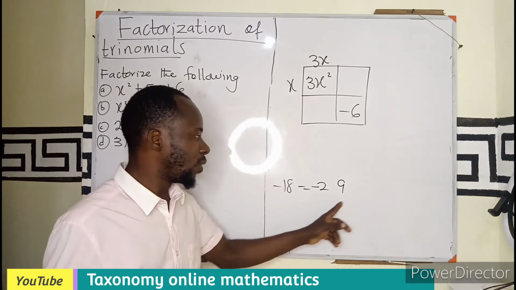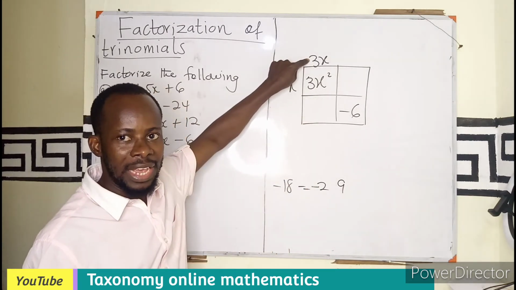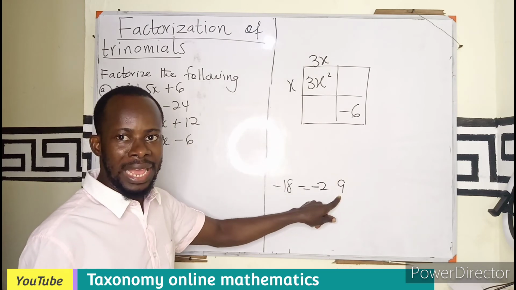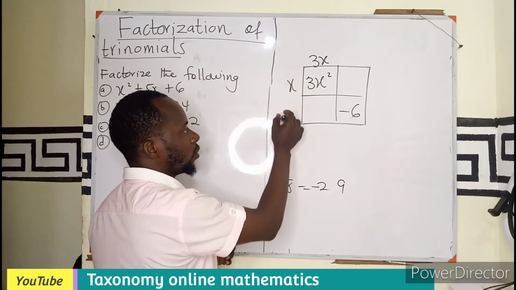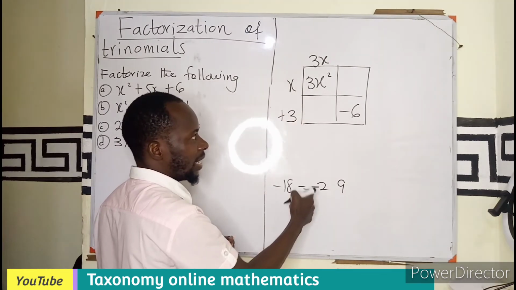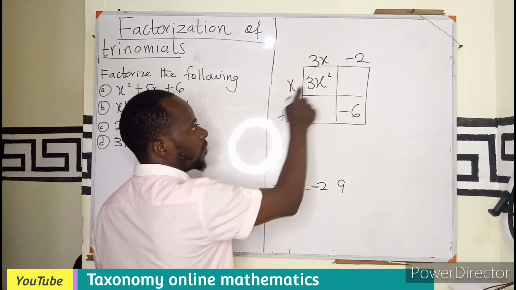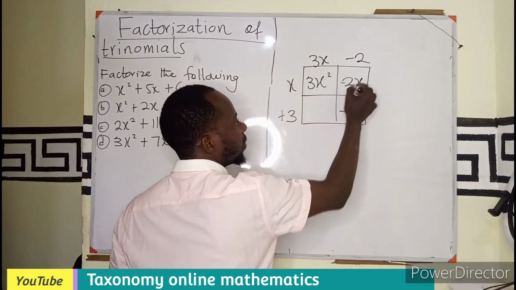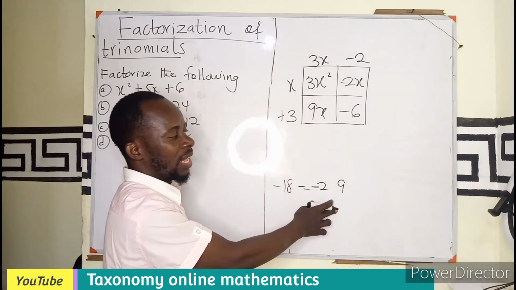Then I find out which of these factors is a multiple of these 3. And obviously, it is our 9. Meaning, if I divide 9 by this, I get a positive 3. So I have my plus 3 here, then my minus 2 goes to the other side. Fast forward, I have minus 2x. This will give me my 9x back as I have as a factor.